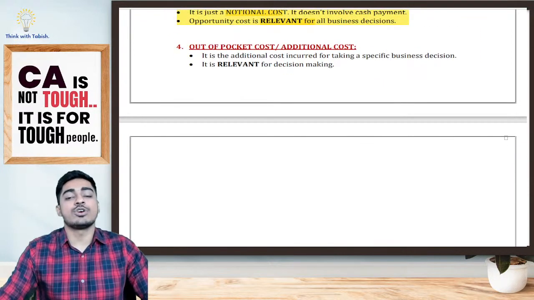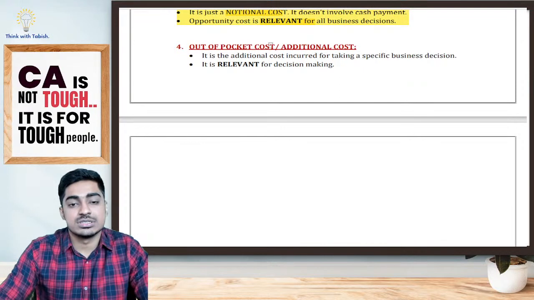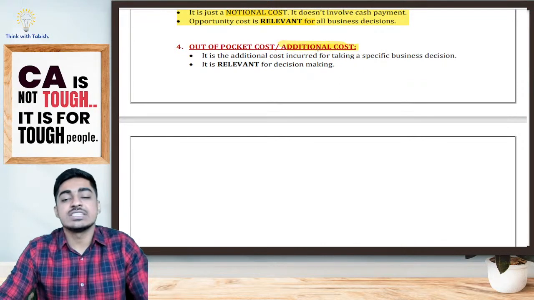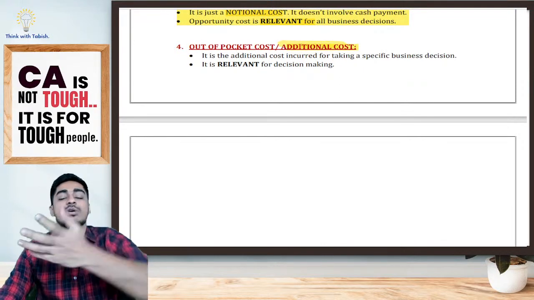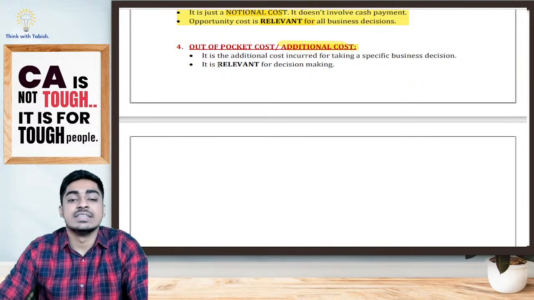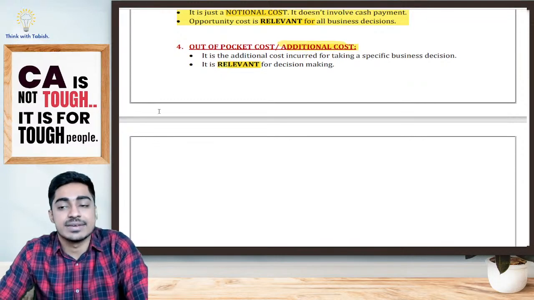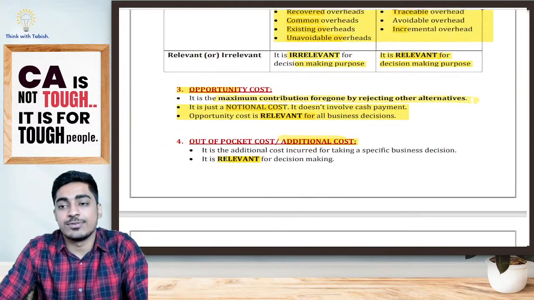Next, if we have out of pocket or any additional cost, yes, this we are incurring specifically for the decision. Additional cost we are incurring to take a decision. This is also relevant for decision. Clear, students? We have looked at 4 items.